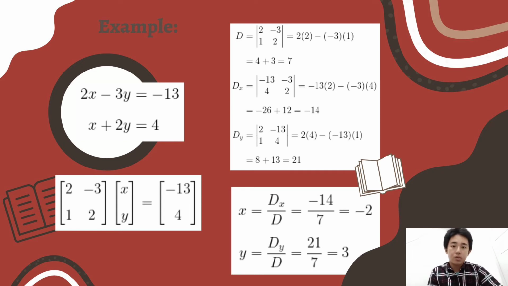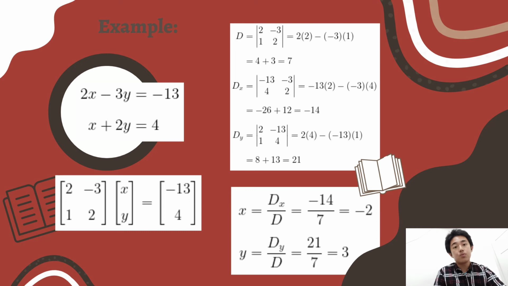Now we're going to look for D, and we include the matrix numbers, 2, negative 3, 1, and 2. We multiply crosswise. So 2 times 2 is 4, plus negative 3 times 1 is negative 3. So 4 minus negative 3 becomes 4 plus 3, which gives us 7.